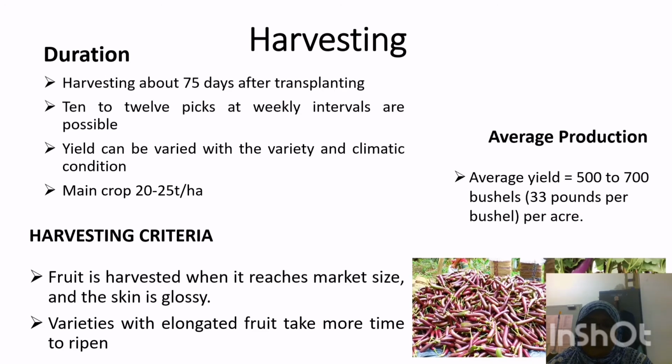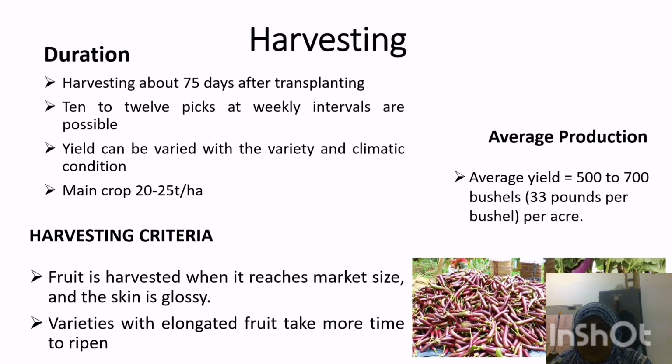Now we move to harvesting. The duration to harvest is about 75 days after transplanting. 10 to 12 pickings at weekly intervals are possible. Yields can vary with the variety and climatic conditions, about 20 to 25 tons per hectare.